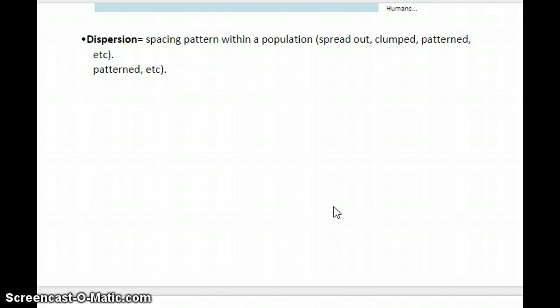So now we look at dispersion. So again, if you make the assumption that animals are dispersed evenly, then it's easy to count them, but that's usually not the case.